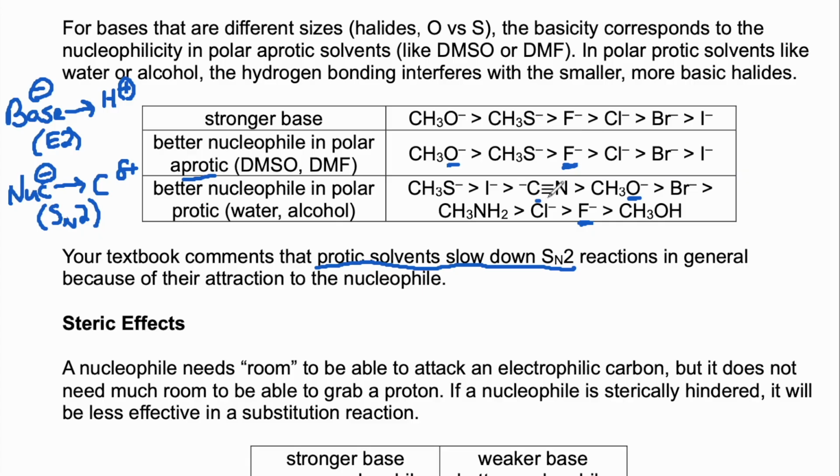So I've added a few more nucleophiles in this last list. The cyanide ion and this amine are better bases than these halogens, so they would be sort of in the middle here, like right before the fluorine here.